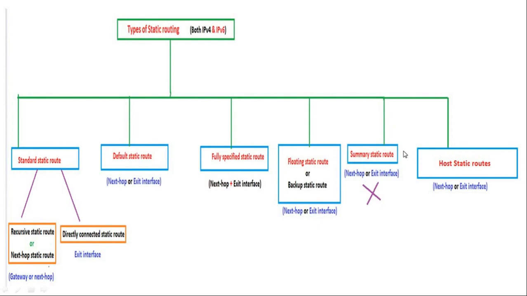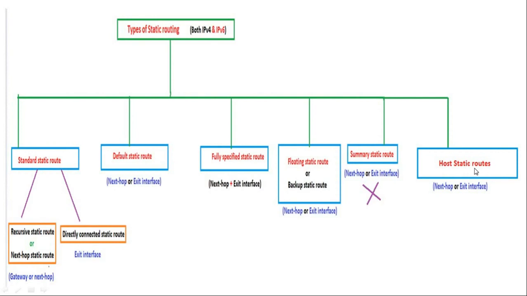Next one is summary static route. It is there in CCNA version 5 and version 6 curriculum, but here they are not mentioned. There is one type of static route, but I'm not going to discuss this one. Instead, they introduced a new type, the host static route. They removed summary static route and replaced it with host static route. In version 5 and version 6, there are no host static routes. But in version 7, which you are presently studying, they introduced host static routes.